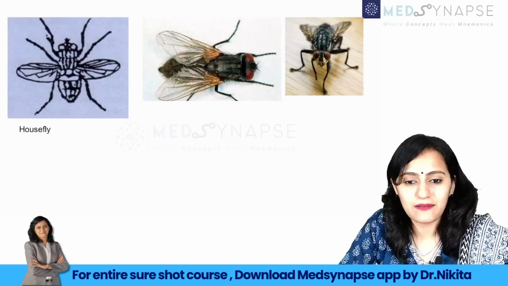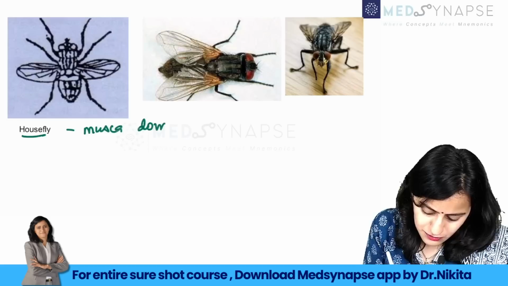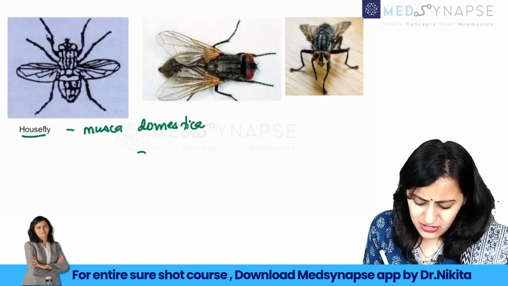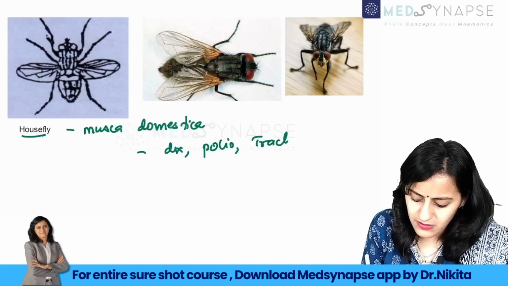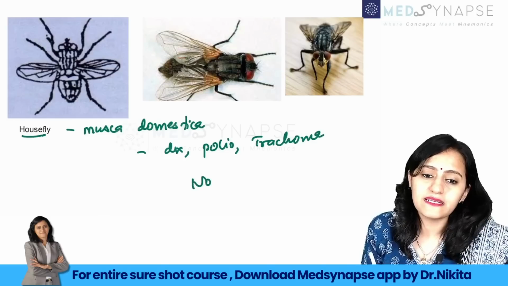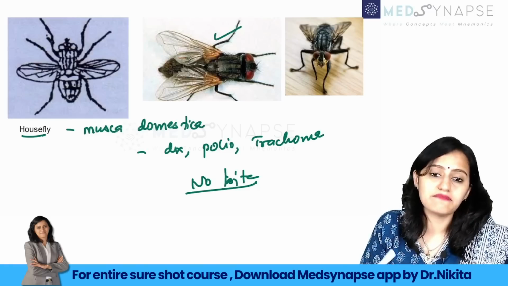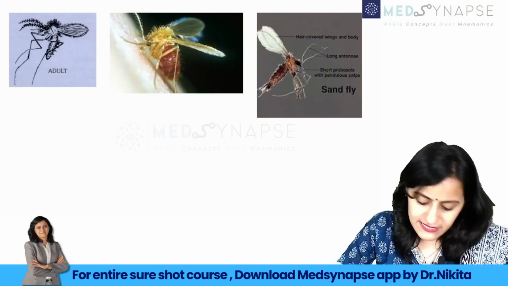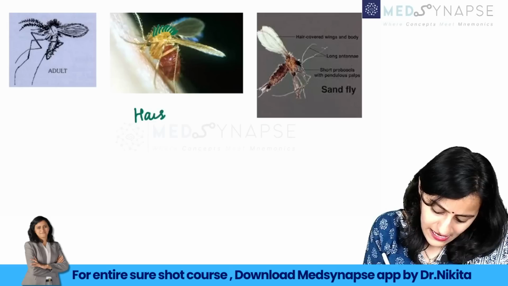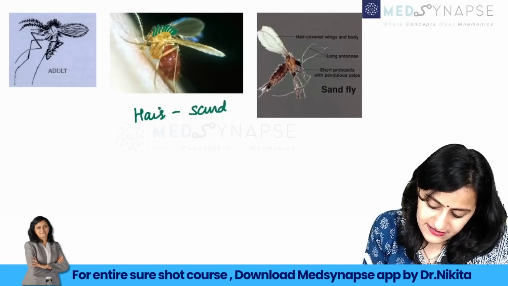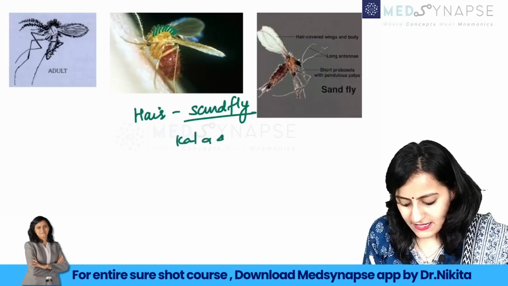What is this one? This is the fly that we have in our house. Housefly, Musca domestica. Right, what does it transmit? Diarrhea, dysentery, poliomyelitis, trachoma, all of that. But remember, it does not bite. No bite. It is mechanical transmission. This is the housefly. What is this one which has a lot of hair? Hairy appearance. Hair is the Kala-azar one, that is the sandfly. Okay, that is the sandfly.